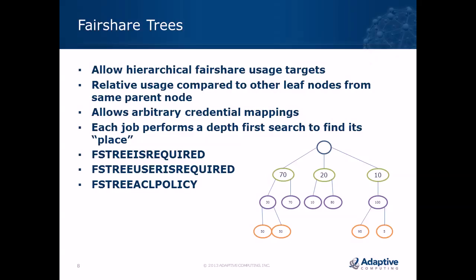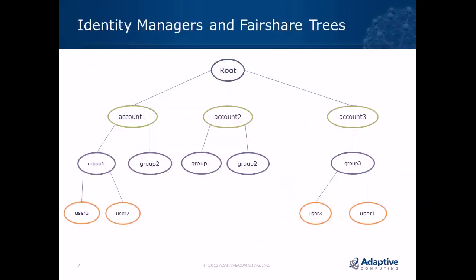When Moab gets a job, it's going to decide where in this tree the job goes. It does a depth first search. It will go down the tree starting, and because this is defined with XML, the order is defined within the XML, so it will do a depth first search to try and find a location for the job. The way that this works is going back up to this, where we have accounts, groups, and users. So let's say a new job enters the system, and we need to decide where the job falls in the tree. Where is its usage going to be accounted?